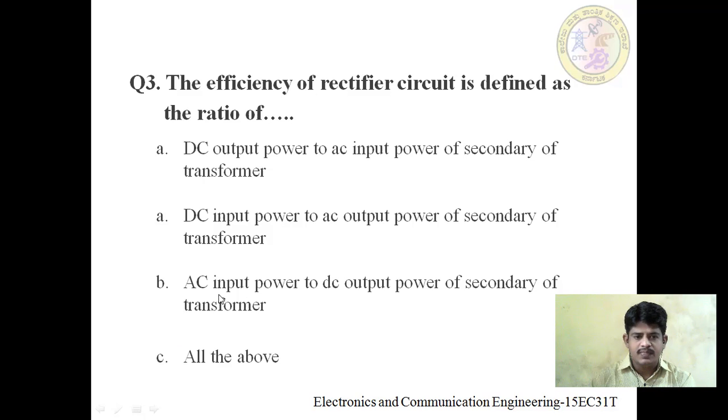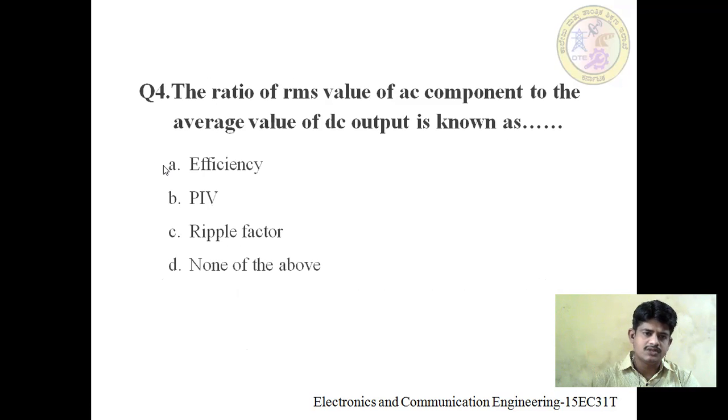Next, the third one, AC input power to the DC output power. Once again, here it is giving the ratio of input to output, which is not correct. We know that efficiency means output power to the input power. So these two are the wrong answers. Then all of the above is also a wrong option. So which one is correct? Option A. Option A says DC output power to the AC input power of a secondary of a transformer. So the correct option for question 3 is option A. Okay, let's see the next question.